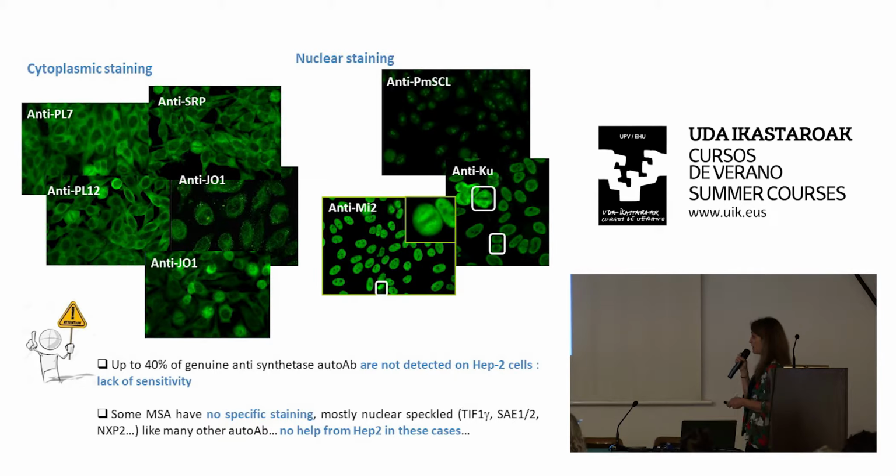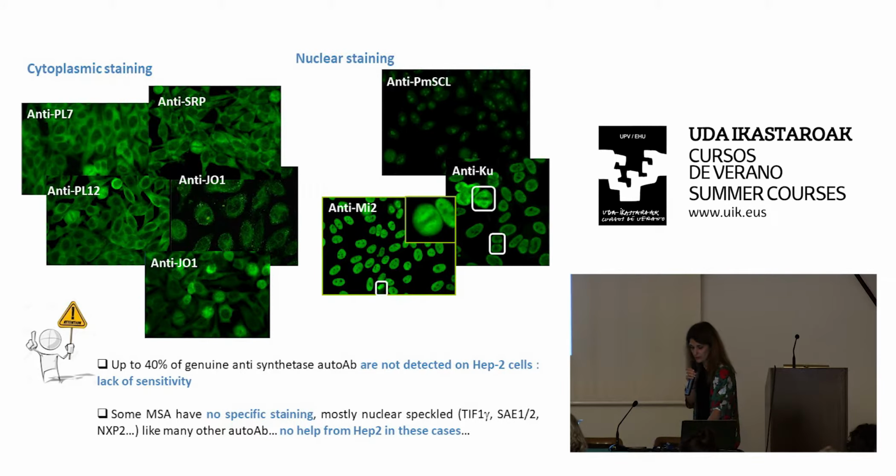The second problem is that some MSAs have no specific staining because they give rise to nuclear speckled staining, and it's true for TIF1-gamma, SAE1, or NXP2. So it looks like many other autoantibodies. So it's not specific. The patterns are not specific. So no help is brought from HEp-2 cells in this case.